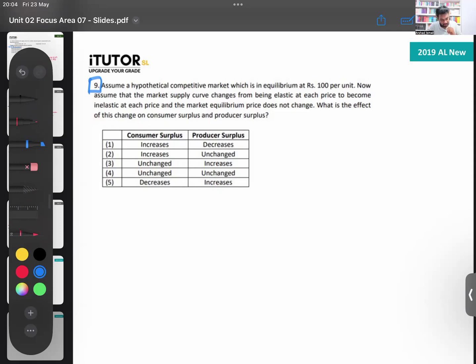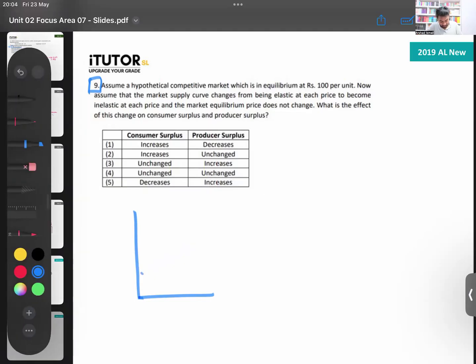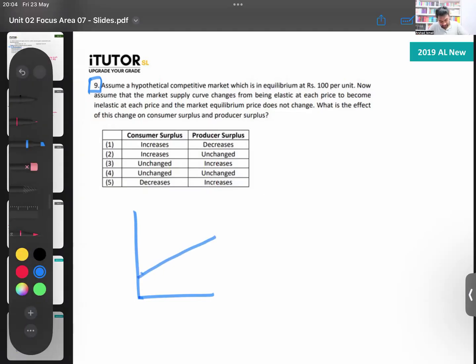So I'll draw. Initially they are saying supply is elastic. So supply is elastic, it's a flatter curve like this. Okay, a flat curve like this. Demand, I'll draw a normal demand curve. They have not told me anything about demand. So then, based on this, the yellow area is consumer surplus. The green area is producer surplus.